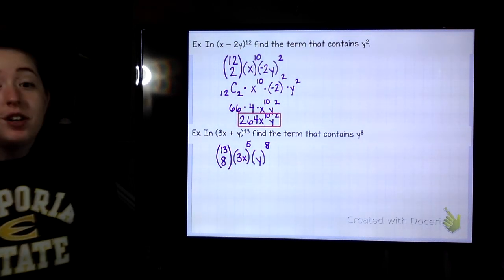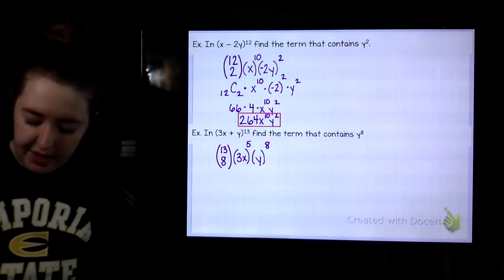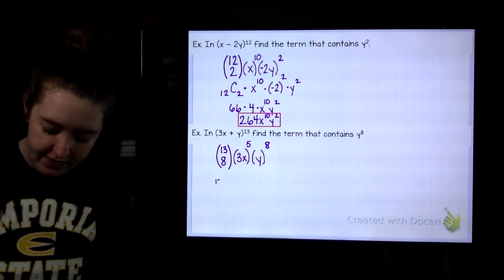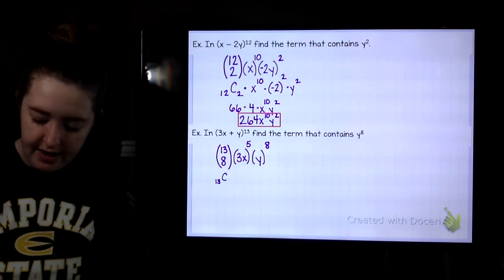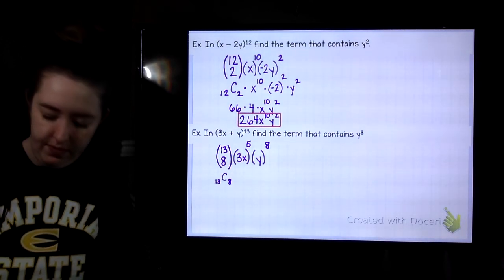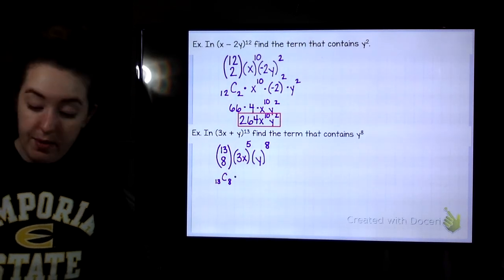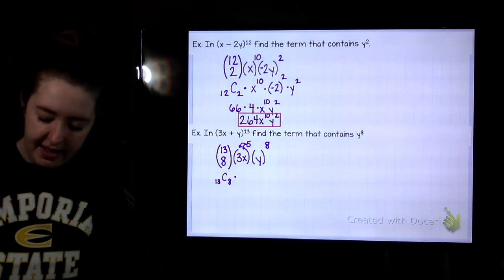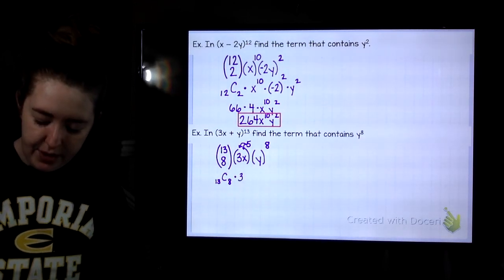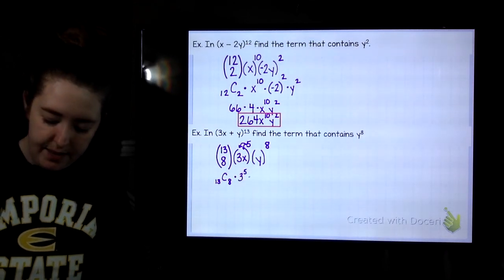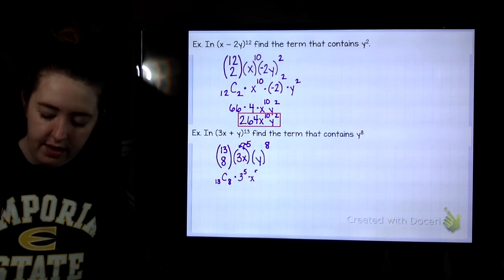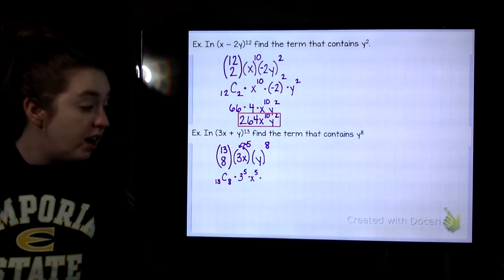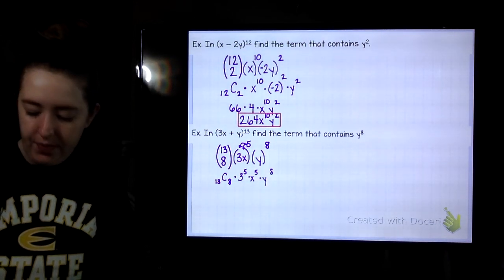Fantastic. So let's rewrite this. This is really 13 choose 8, times, and then remember this 5 needs to go to both the 3 and the x, so I'll have times 3 to the 5th times x to the 5th times y to the 8th.